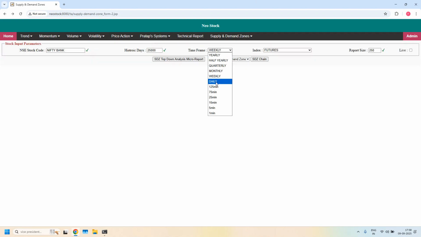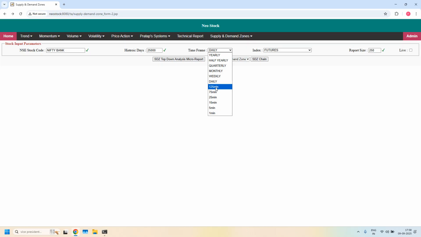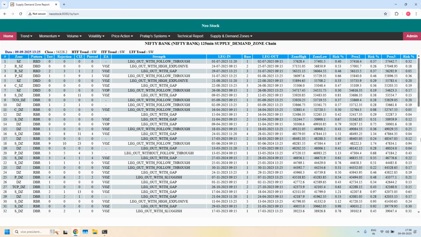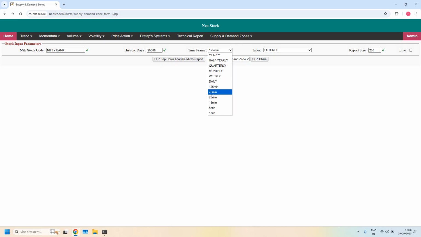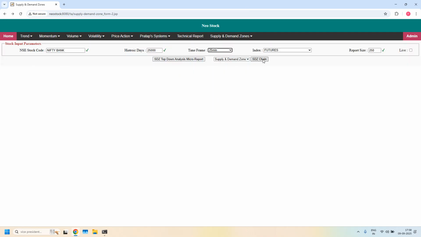Next, generating a daily supply demand zone chain for Bank Nifty. Next, generating 125 minutes supply demand zone chain for Bank Nifty. Next, generating 75 minutes supply demand zone chain for Bank Nifty. Next, generating 25 minutes supply demand zone chain for Bank Nifty.